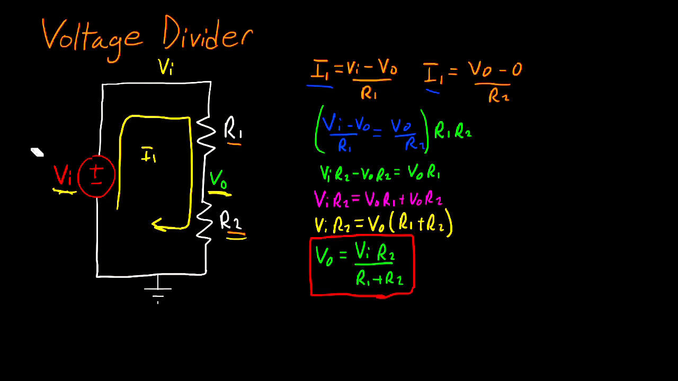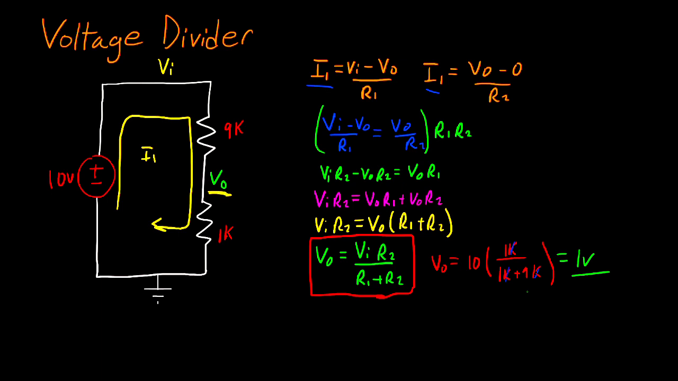Now that we've derived the voltage divider equation, let's plug in some values. We can make VI 10 volts, we'll set R1 to be equal to 9K, and we can set R2 to be equal to 1K. Based on these values, VO would be equal to 10 multiplied by R2, which in this case is 1K, divided by R1 plus R2, so that'll be 1K plus 9K. And the K's cancel out, and this is going to be equal to 1 volt. And that is all there is to voltage division.